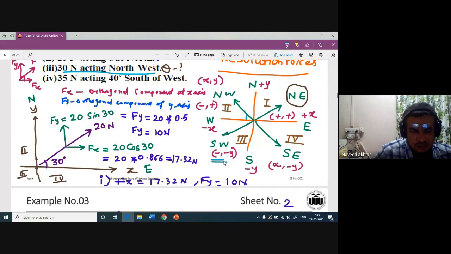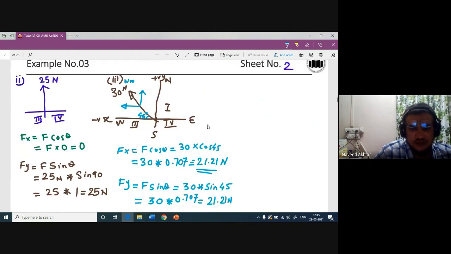You see, negative or positive, we denote as a push or pull. It is just a sign. There is a value. So 35 Newton acting 40 degrees south of west. Acting at 40 degrees from south of west, so that is in the third quadrant.